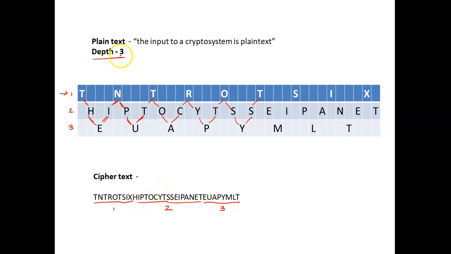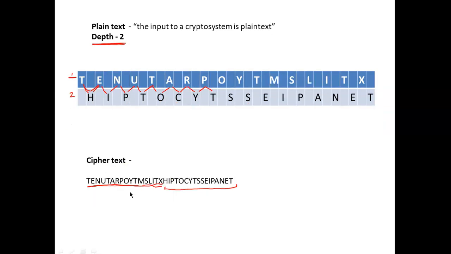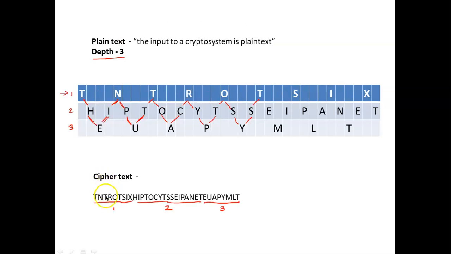Here you can change the depth to 4, 5 and so on also. And you can see that when we change the depth, the first elements when depth is 3 are T, N, T, R, O. When depth is 2, it is T, E, N, U, T, so the alphabets are changed. If you change the depth, you will get a different ciphertext. This is the method used in the rail fence transposition technique, where the elements of the plain text are just rearranged. In the next lecture, we will see the row or columnar transposition. Till then, bye.